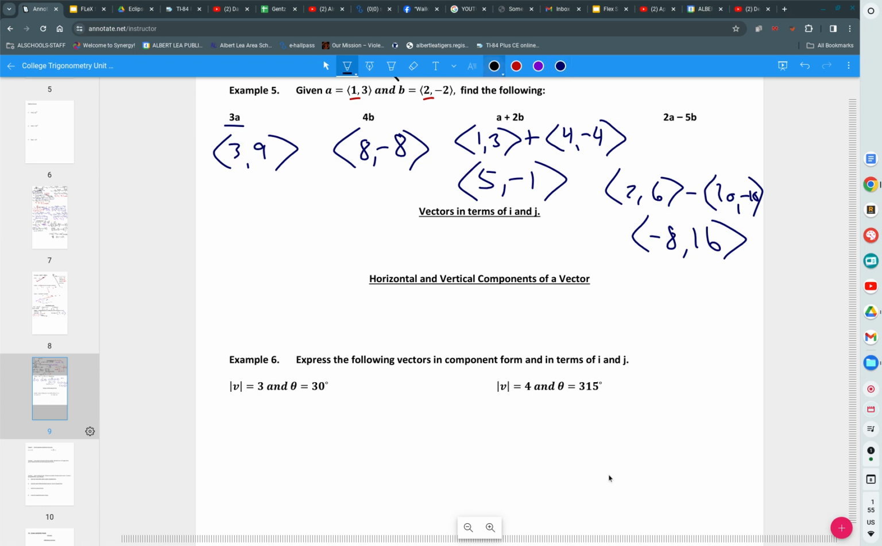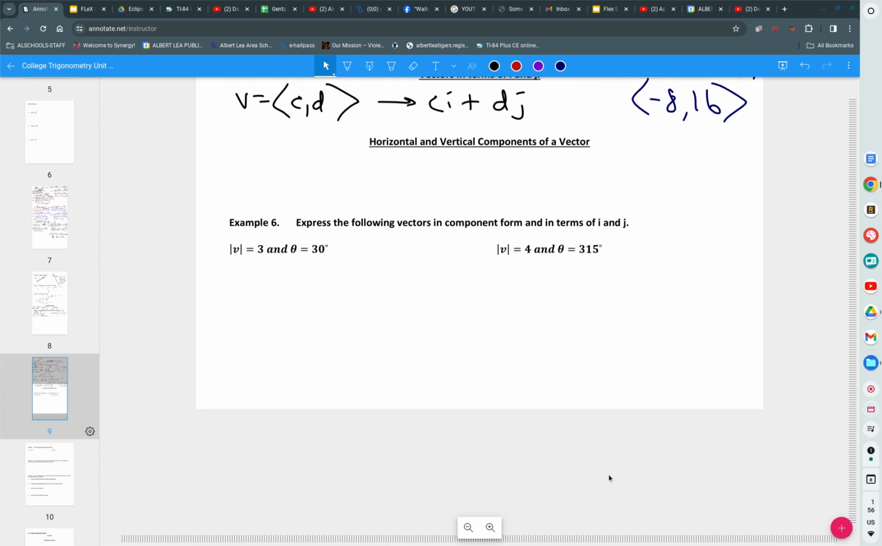Vectors in terms of i and j. Suppose vector v is equal to (c, d). Then you could also express that as ci plus dj. This is not used very much, but every once in a while you'll see it expressed this way. I've seen it once on an ACT problem, and I've also seen it in your book. But normally it's not that big of a deal. I'm not going to show you a lot to do with this.